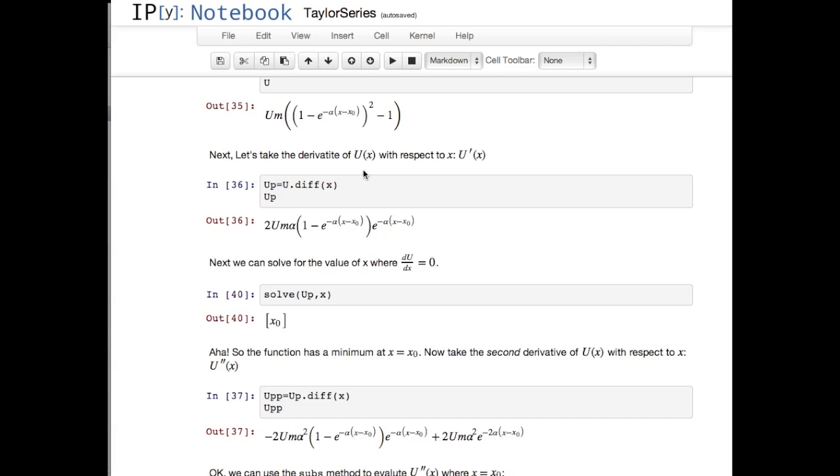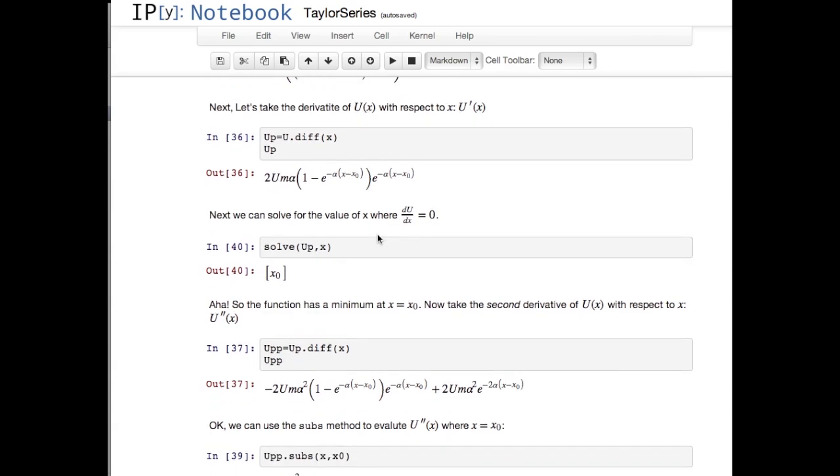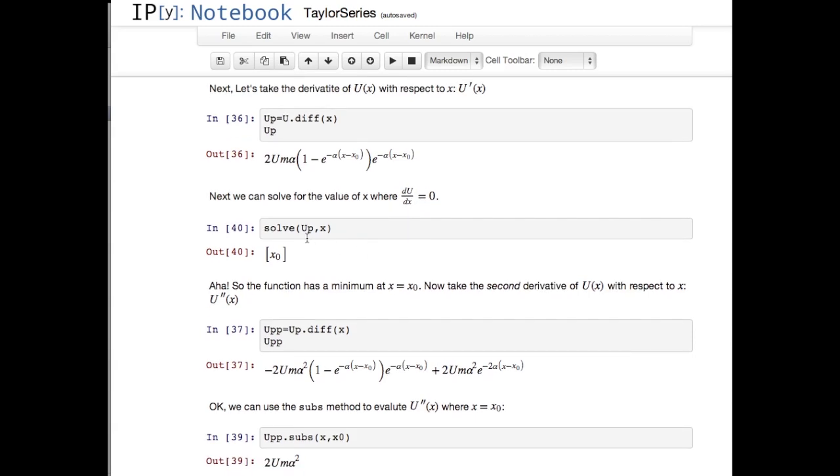So here's the real interesting part. I can ask it to take the derivative of U, to differentiate U with respect to X. And notice it differentiates it symbolically. I don't have to do this by hand. It does it symbolically for me. And then I can solve for the place where the derivative of U is equal to 0. So I just say solve UP for X, and it finds X0.